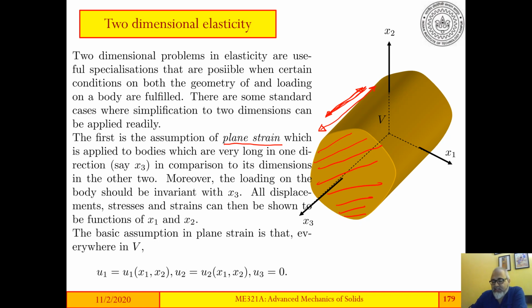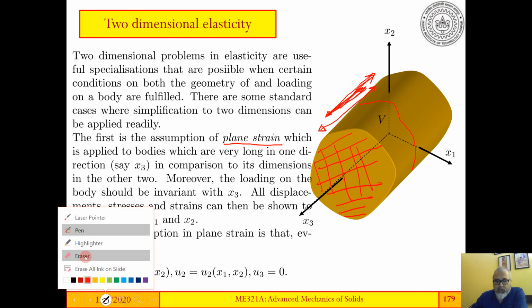If this is satisfied, it basically means that if I take this cross section, or if I take a cross section somewhere here, there is nothing really to choose between the two. Both are completely equivalent because things do not vary in the x3 direction. Therefore, I can take a cross section anywhere, and that cross section will be as representative as any other. Okay, so in this situation, the problem can be reduced to one which works only on the x1, x2 plane.